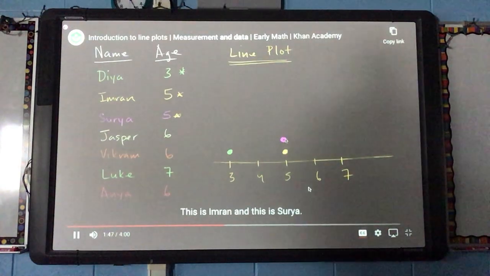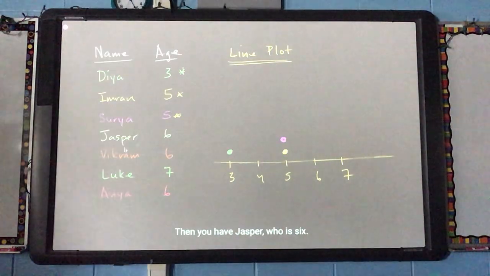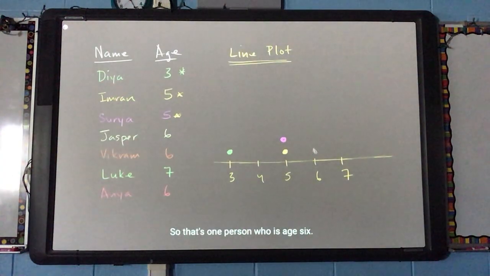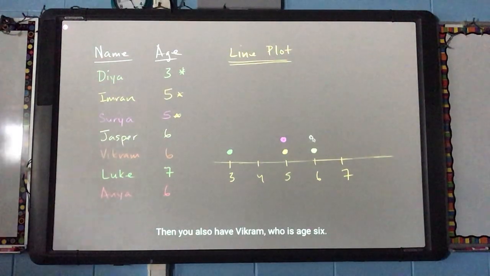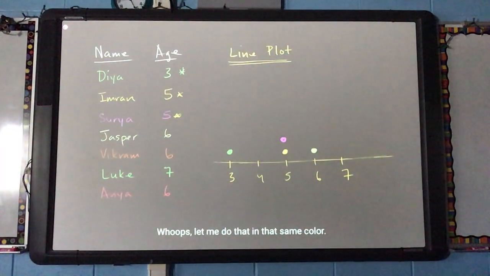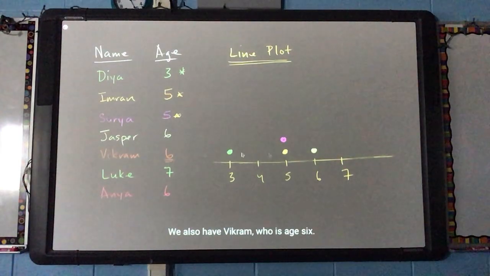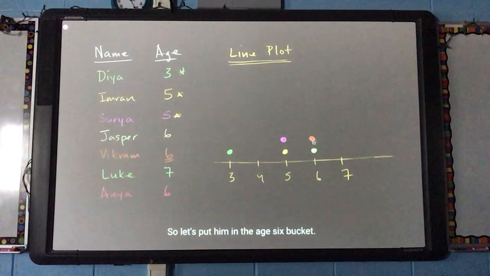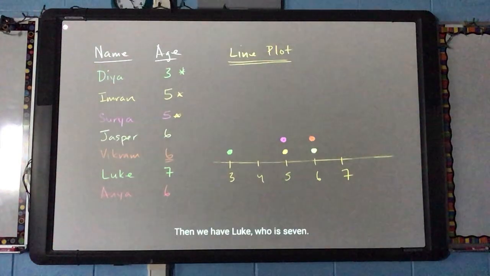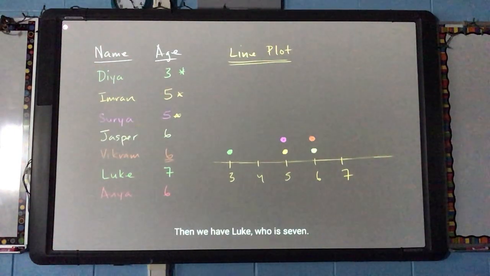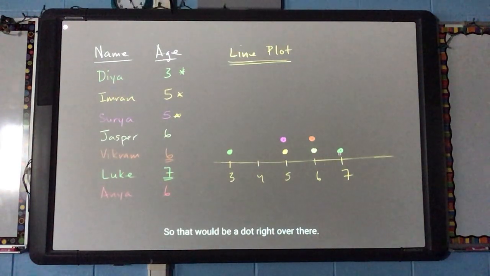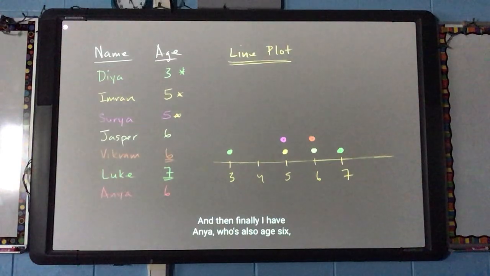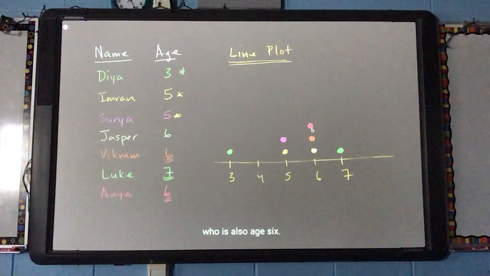So under age 5, we now have two people. This is Imran, and this is Surya. Then you have Jasper, who is 6. So that's one person who is age 6. Then you also have Vikram, who is age 6. We also have Vikram, who is age 6. So let's put him in the age 6 bucket. Then we have Luke, who is 7. So that would be a dot right over there. And then finally I have Anya, who's also age 6.